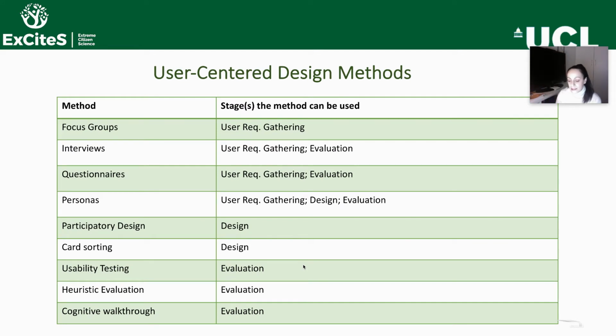This table provides a summary, which by no means is exhaustive, of UCD methods. In this part of the lecture, we'll focus on user requirement gathering and mainly the personas method, which is used for user requirement gathering, design, and evaluation. Whereas in the next lecture, we are going to focus on usability testing, heuristic evaluation, and cognitive walkthrough, which are very popular UCD evaluation methods.